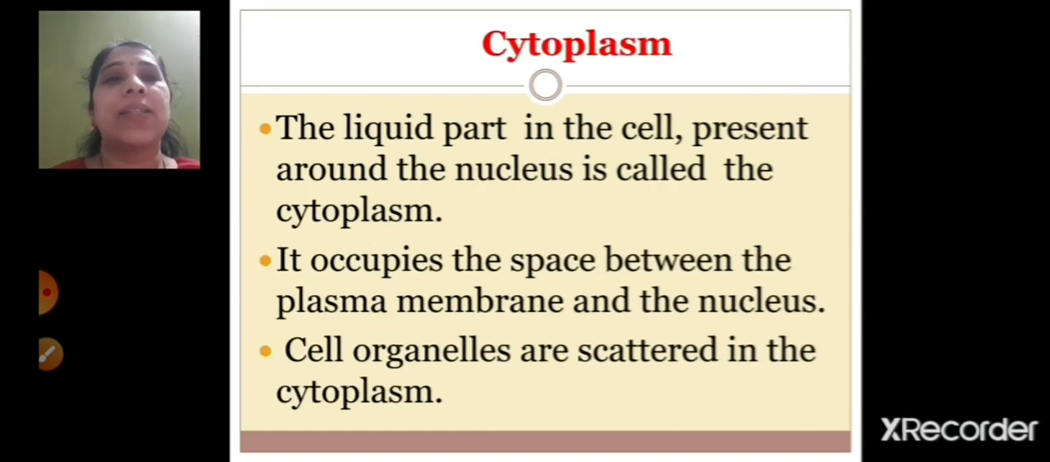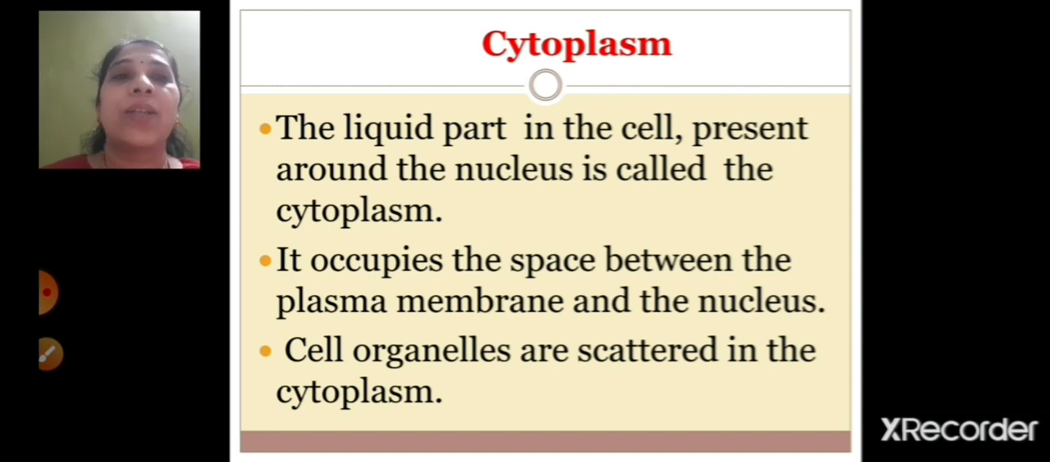Now what is cytoplasm? The liquid part in the cell present around the nucleus is called the cytoplasm. As I showed you in the diagram, the liquid part surrounds the nucleus, and that is called the cytoplasm. It occupies the space between the plasma membrane and the nucleus, and the cell organelles are scattered in this cytoplasm. It means in the liquid part, the cell organelles which I told you, like mitochondria, endoplasmic reticulum, lysosomes, ribosomes, all these are scattered. Scattered means they are here and there in the cytoplasm.